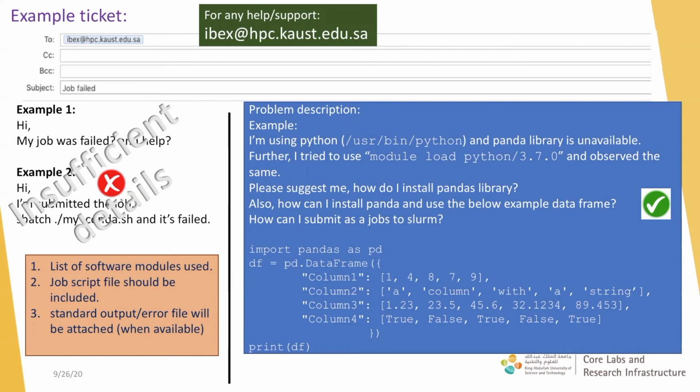Please ensure that the problem description is addressed in a proper way. For example, I'm interested in using this Python module, but the pandas library is not working properly or is not available. How can I install my own pandas library, and how can I use this command to run the job in Slurm? So the problem description and the purpose of the ticket should be clearly demonstrated in the ticket so that we can help you in a better way.